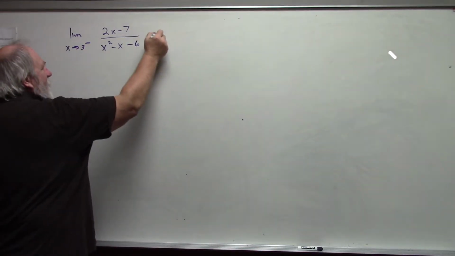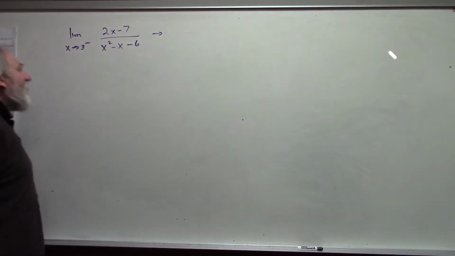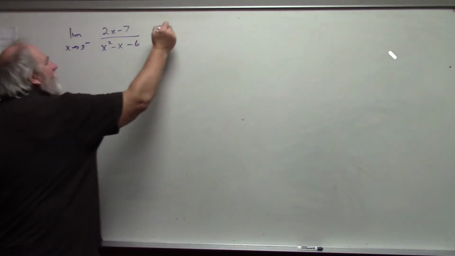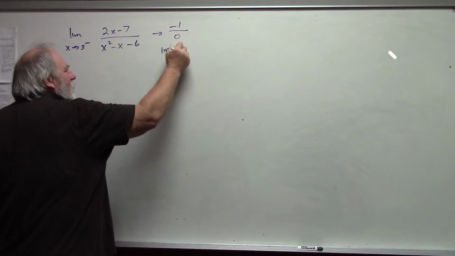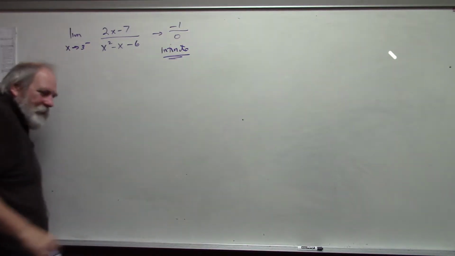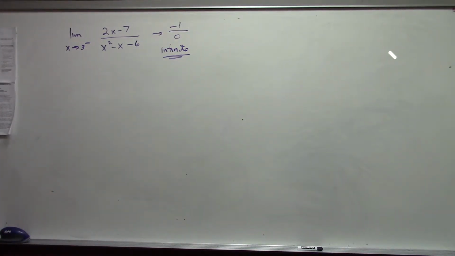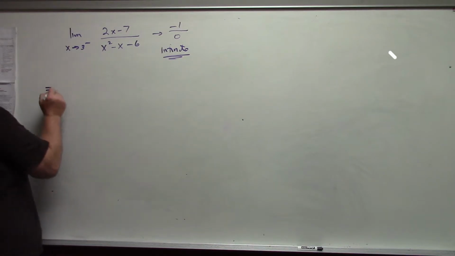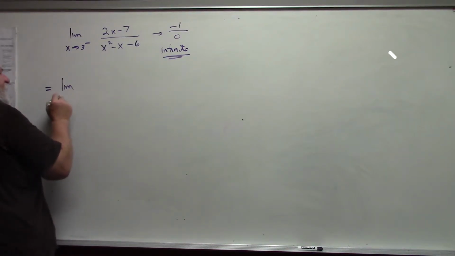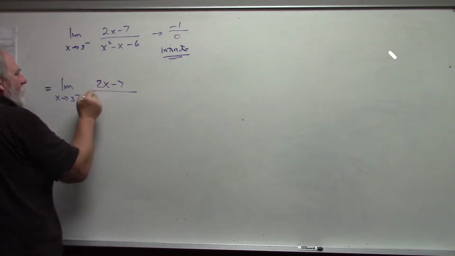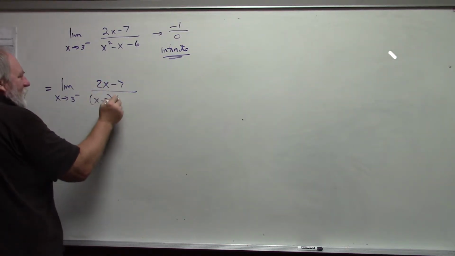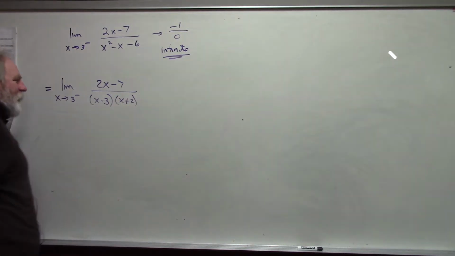Again, notice my numerator is not approaching 0. My denominator is approaching 0. This is going to be an infinite limit. To determine which infinity we're approaching, I will go ahead and factor like I would have before. x minus 3, x plus 2.